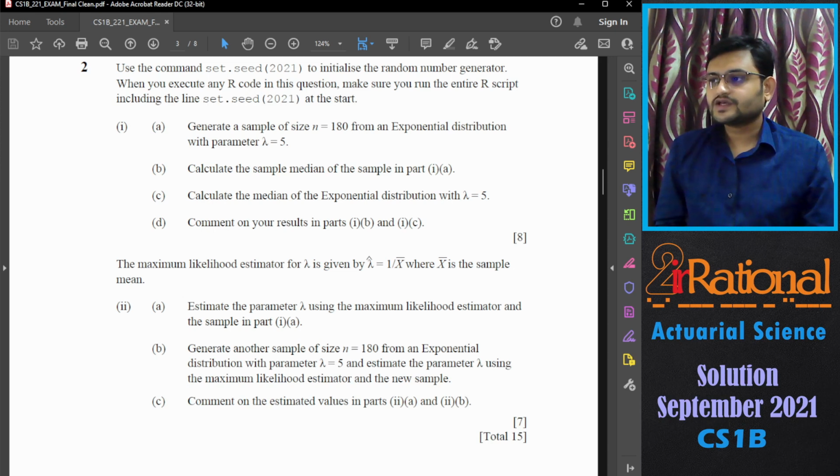In the first part, they are asking us to generate a sample of size 180 from an exponential distribution with parameter 5. Then calculate the sample median of the sample in part 1a. Then calculate the median of the exponential distribution with lambda 5, and comment on your result in part 1b and 1c.